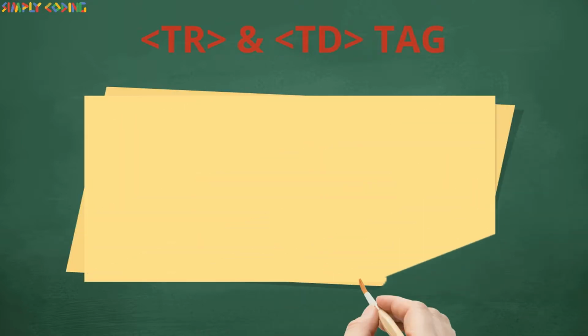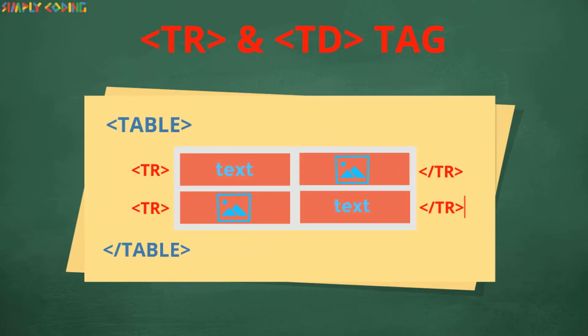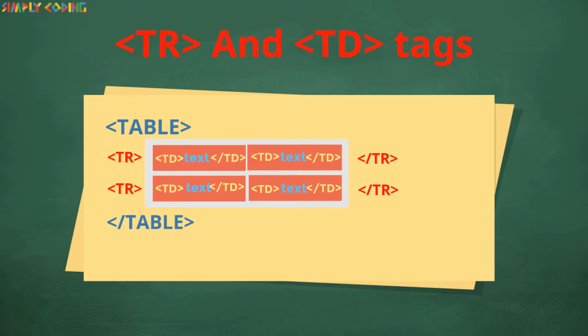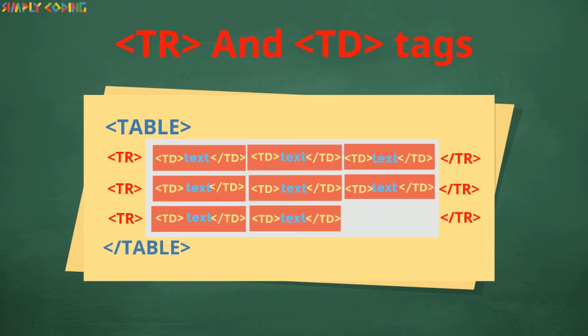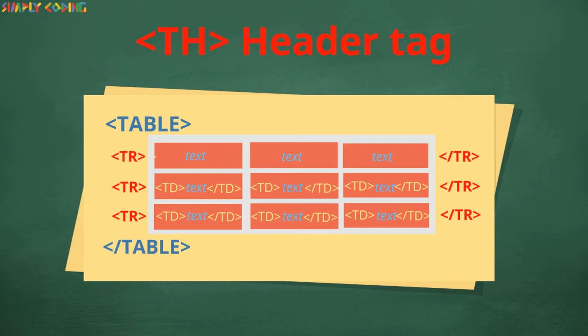To create a row, you use the tr tag. Within it, you nest one or more td tags to create columns. These are nested as many times as needed to achieve the desired number of rows and columns. The content is left aligned by default. If you have a header row, you use the th tag to define the header row. It is by default bold and centered.